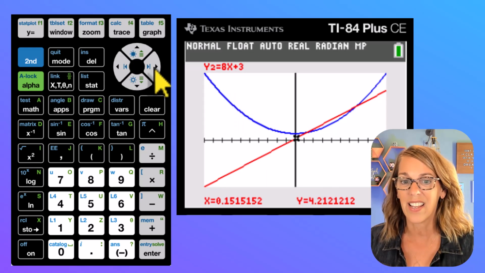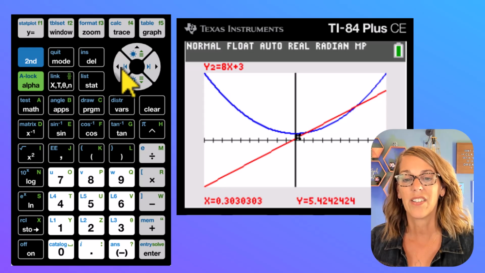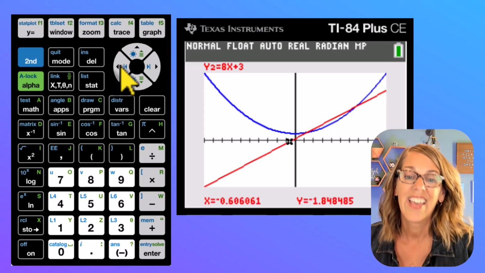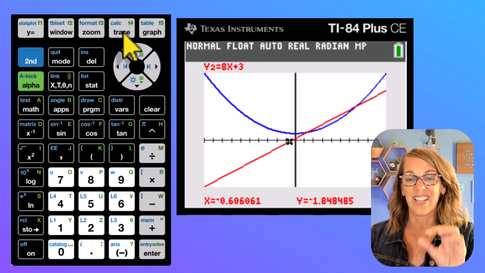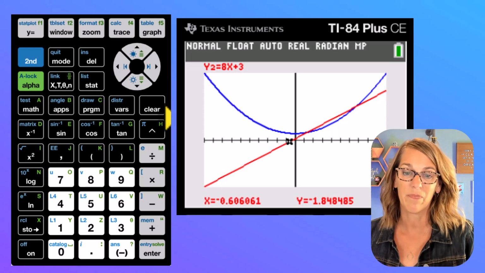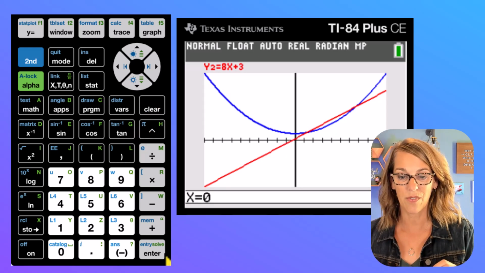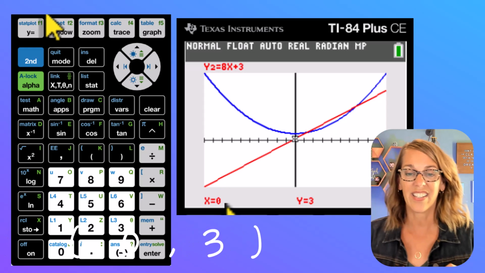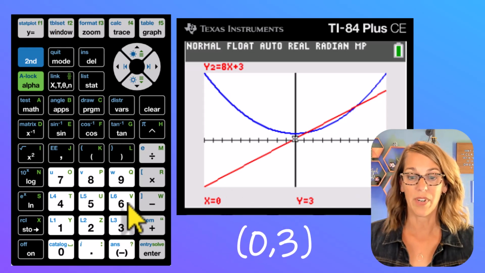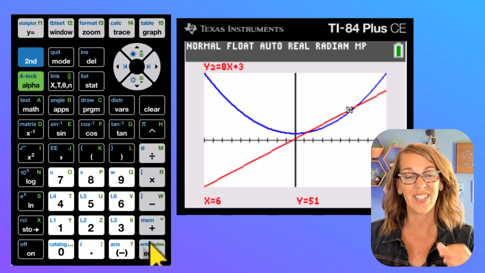Now I can trace, again, by going to the right and to the left, but that's a really painful way to find any of my coordinates. The easiest way to do this, as long as you've hit that trace button, you can just type in any number. Say I want to know what's happening when x is equal to 0. I can just type 0 and then enter, and it says that 0 has a y coordinate of 3. Let's say I want to know what's happening at 6. I can hit 6 and then enter, and I know that 6 is 51.